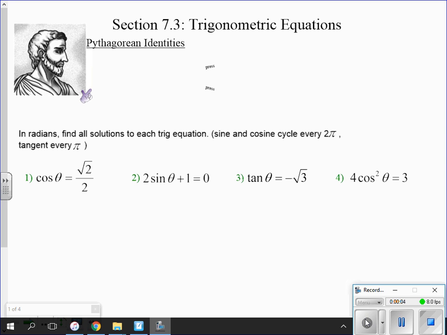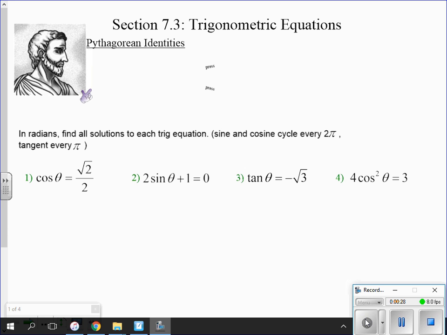We started with inverse trig functions last week. We've also done a few identities. In chapter 6, we did a couple of basic identities. We did the reciprocals and a couple others, really basic ones. Today we're going to introduce some more identities. We're going to use them a little bit today, but not a whole lot.